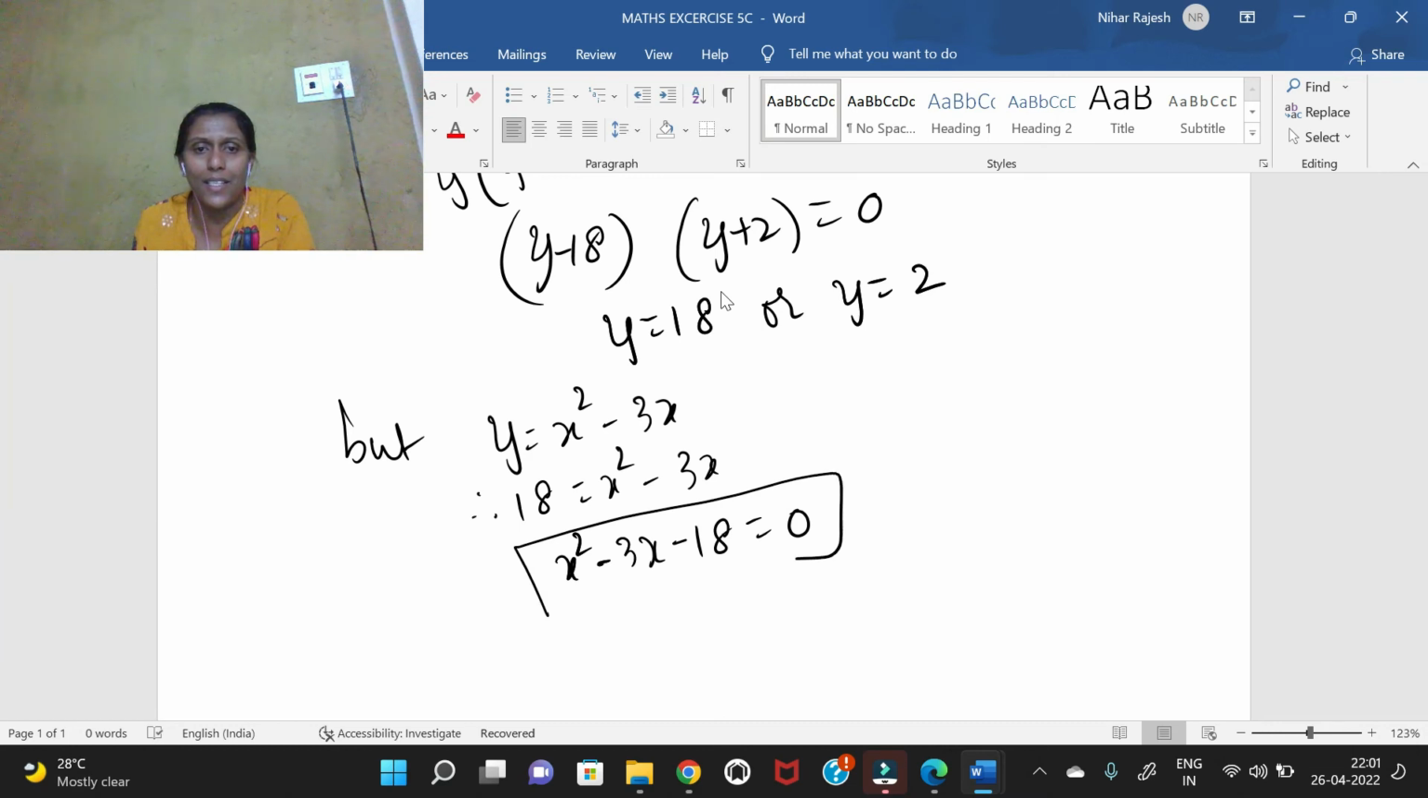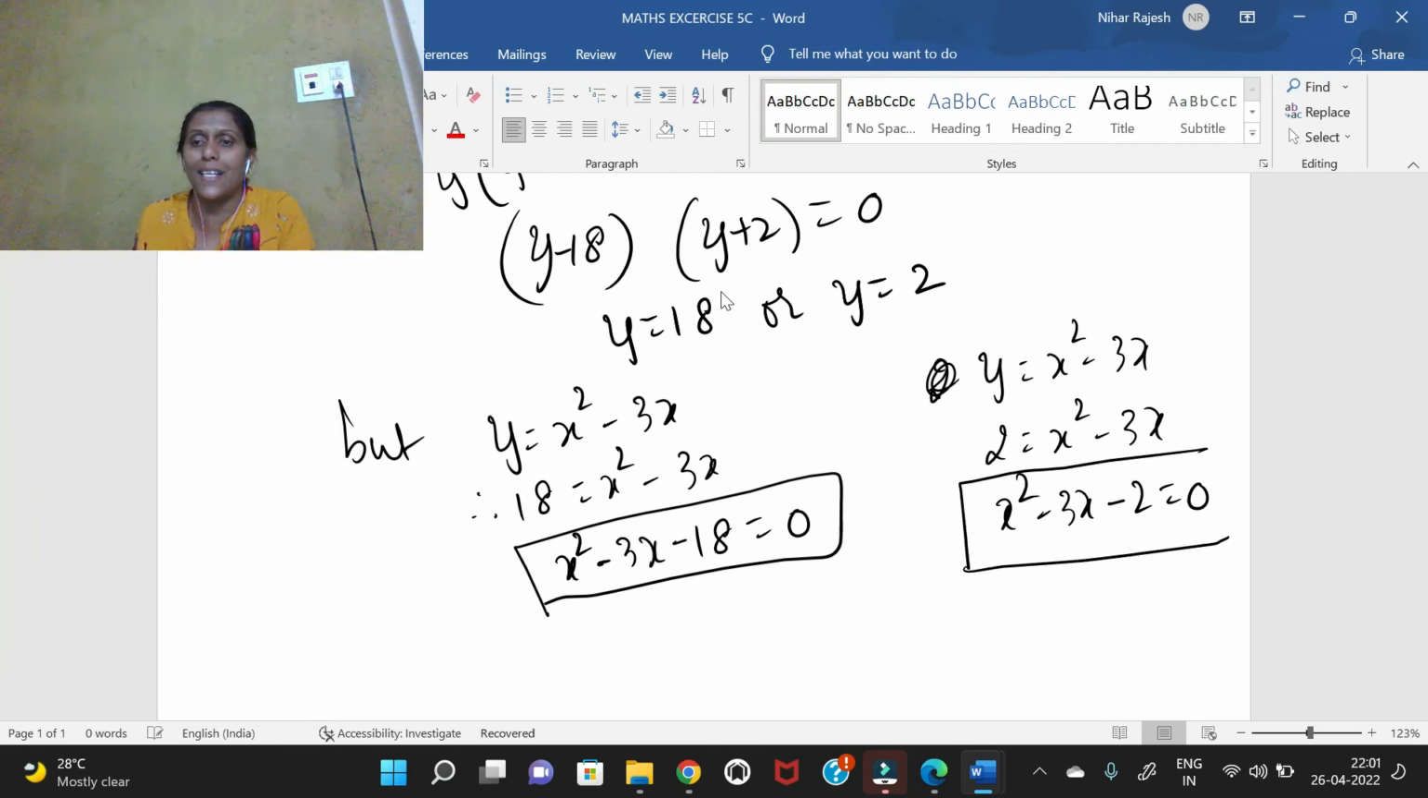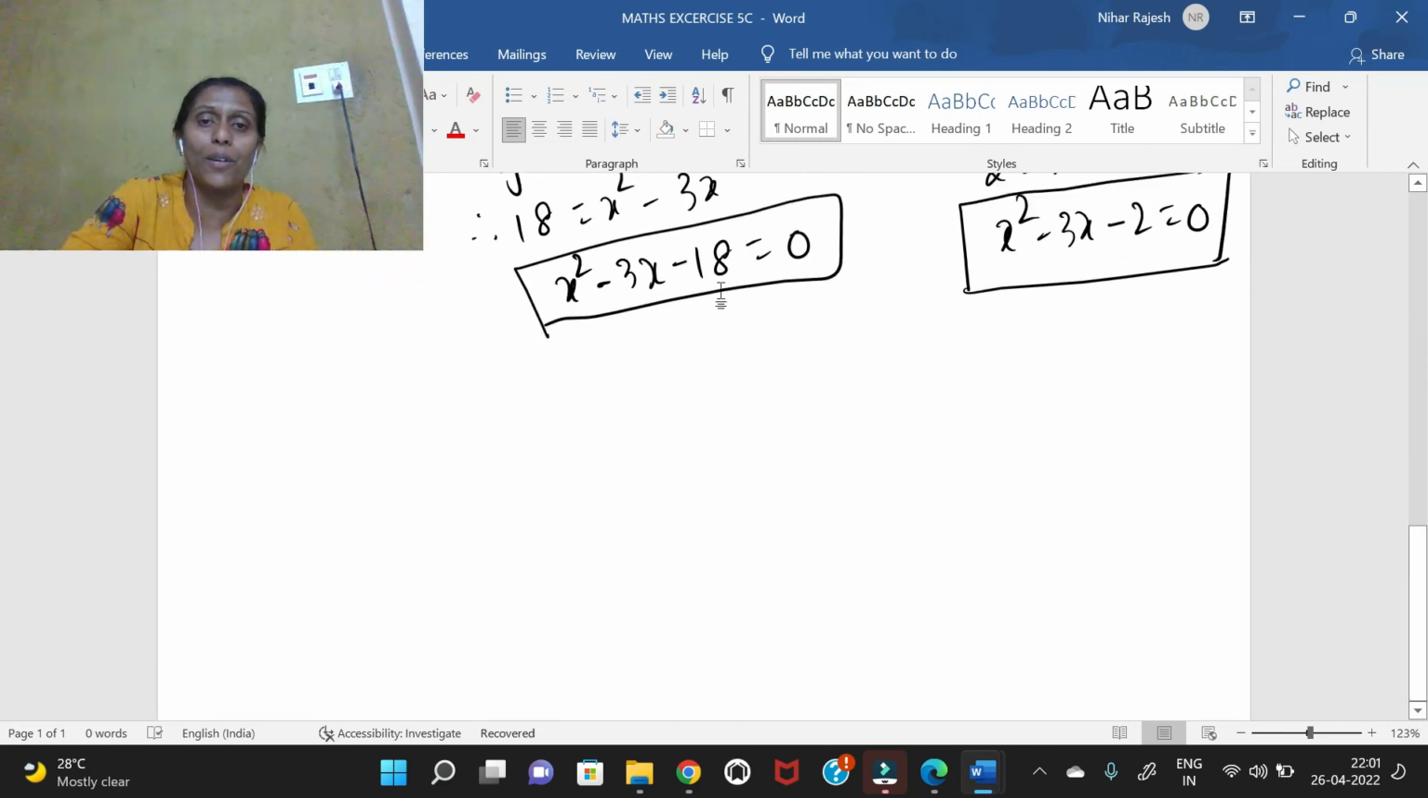Please solve this. Next, the same thing. When y is equal to 2, 2 is equal to x square minus 3x, therefore x square minus 3x minus 2 is equal to 0. Now solve both these equations. So we arrived at one equation and a second equation, and earlier to that we had three equations. So we are working on three equations.